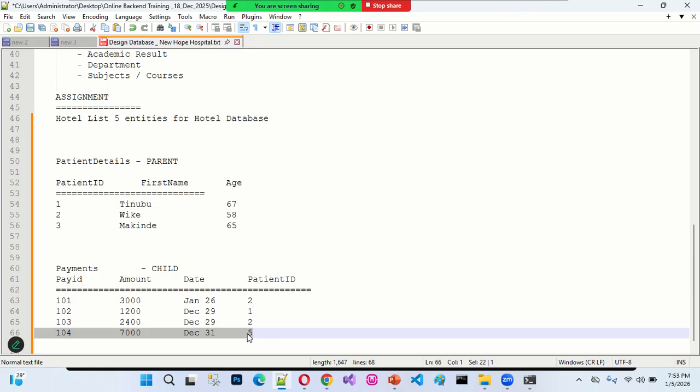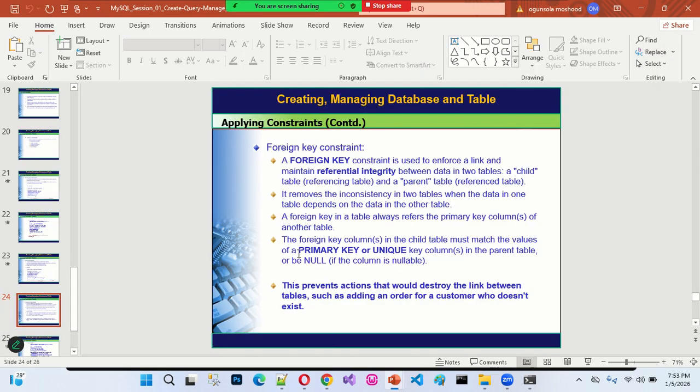In order to prevent this, we must understand how to create what we call a foreign key constraint. That's what the foreign key constraint is. That's why they say this prevents actions that will destroy a link between tables. Like adding an order for a customer who does not exist. For any order in the database in the company, there must be a customer that made that order. Let's say there's an order now. The question is: who is the customer that made the order? You look for it and it's not found. That is not good, because you can have a customer ID that does not exist. So that is what we call a foreign key constraint.